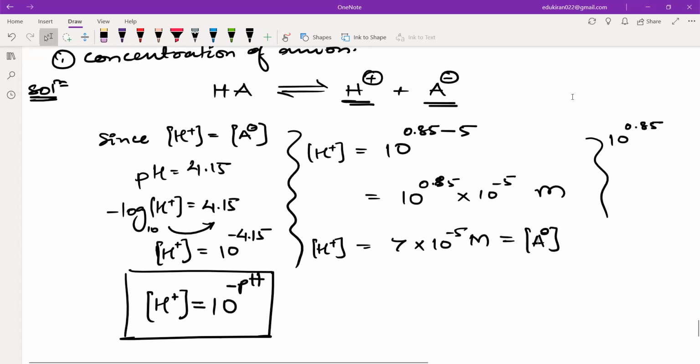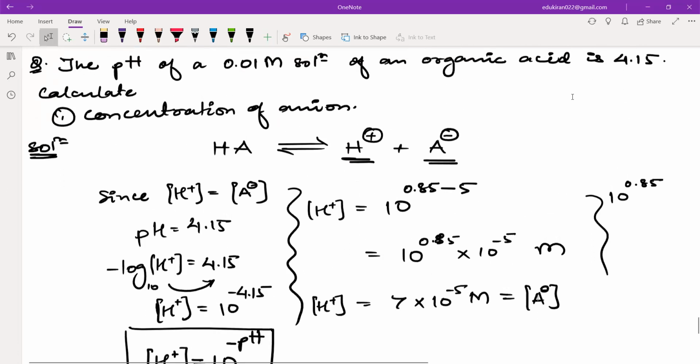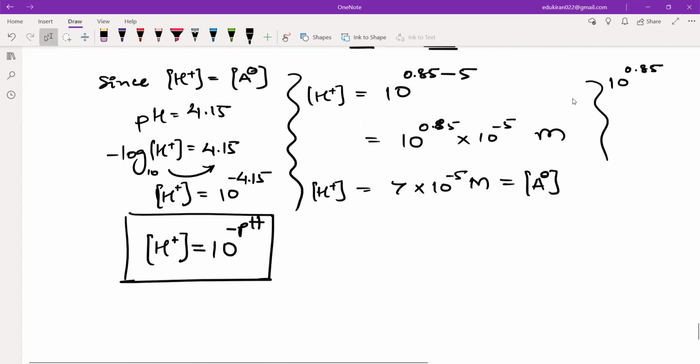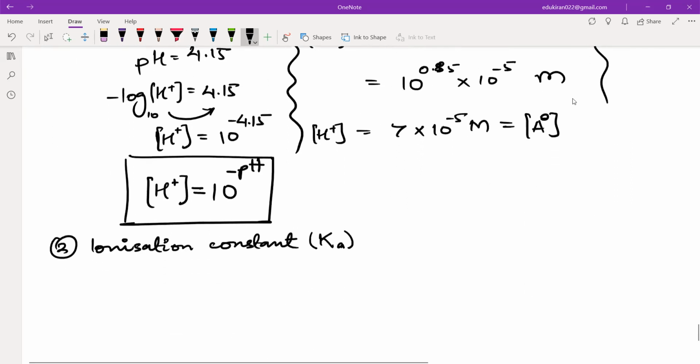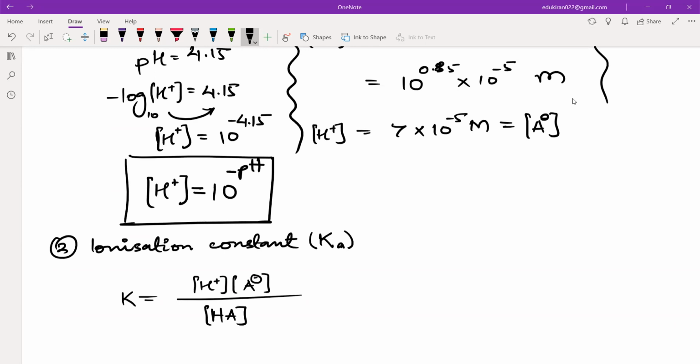Okay. Now in the same question, for the same data, we have to calculate the ionization constant of the acid. What is ionization constant? Ka. How will you calculate Ka? Ka is equal to the concentration of H plus times the concentration of A negative divided by the concentration of the undissociated acid, right?